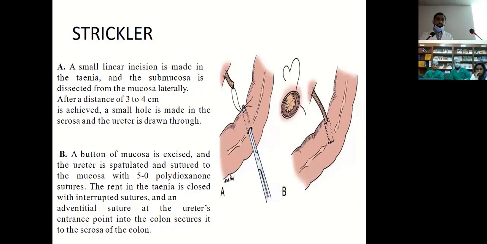The Strickler technique, in which a small linear incision is made in the tinea and the submucosa is dissected from the mucosa laterally after a distance of 3 to 4 centimeters is achieved. A small hole is made in the serosa and the ureter is drawn through. A button of the mucosa is excised. The ureter is spatulated and sutured to the mucosa with 5-0 PDS. The rent in the tinea is closed with interrupted sutures, and the adventitial suture is placed at the ureter entrance point into the colon, superior to the serosa of the colon.